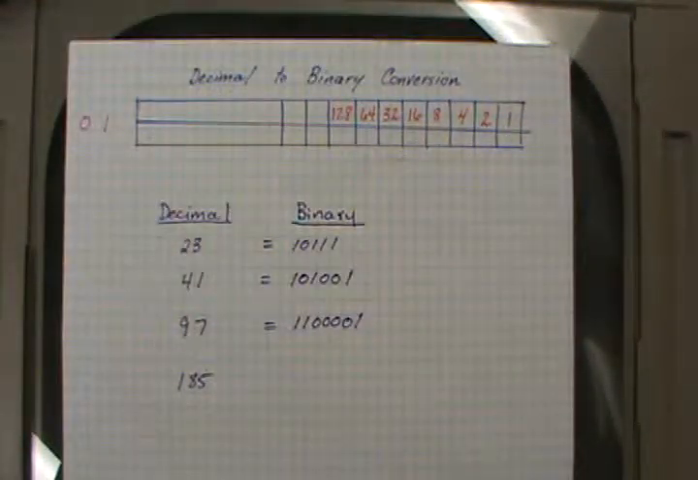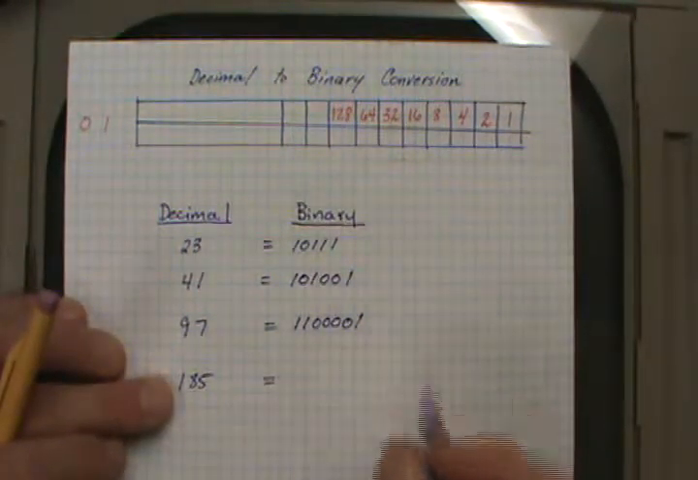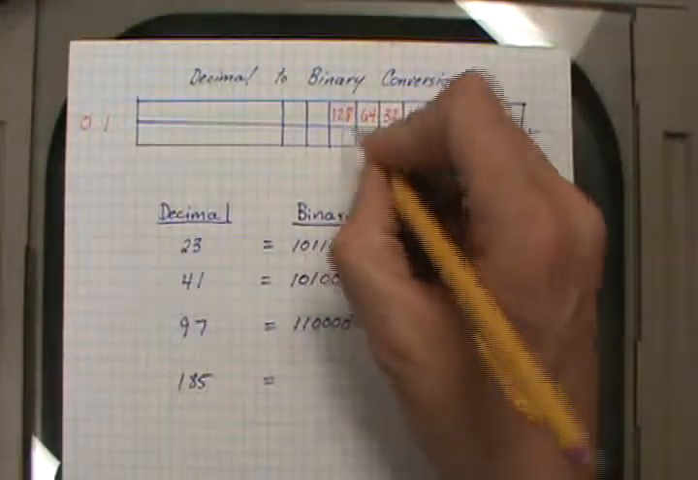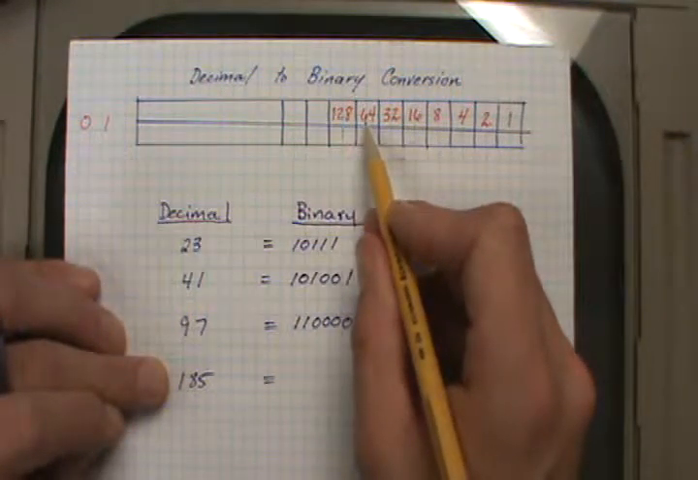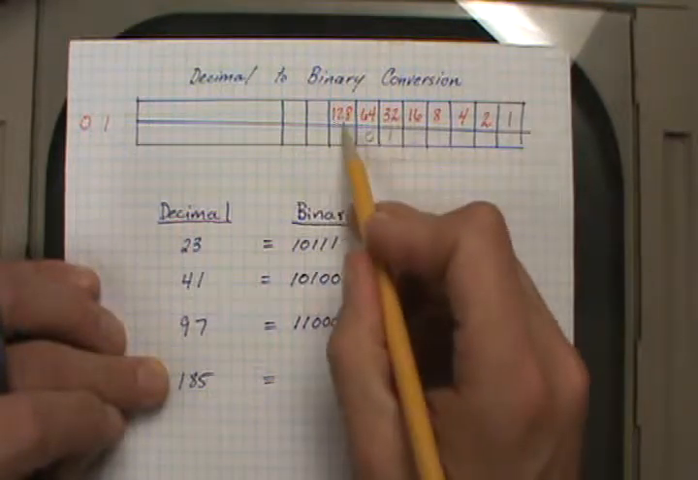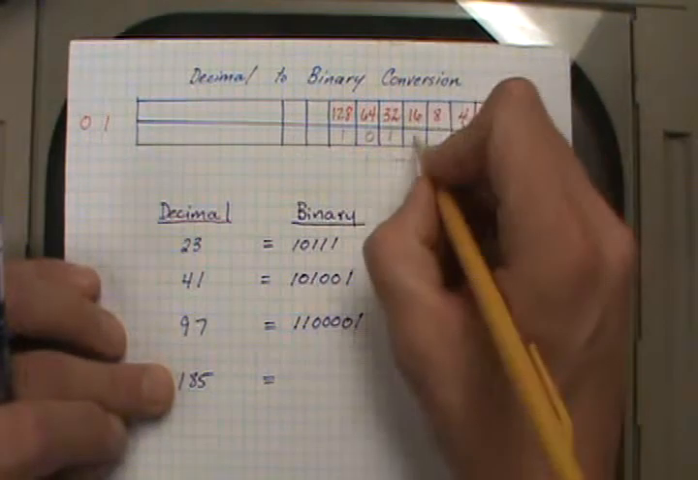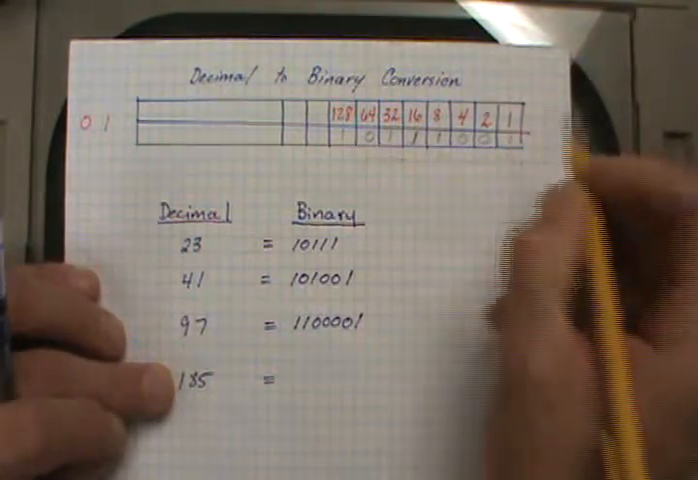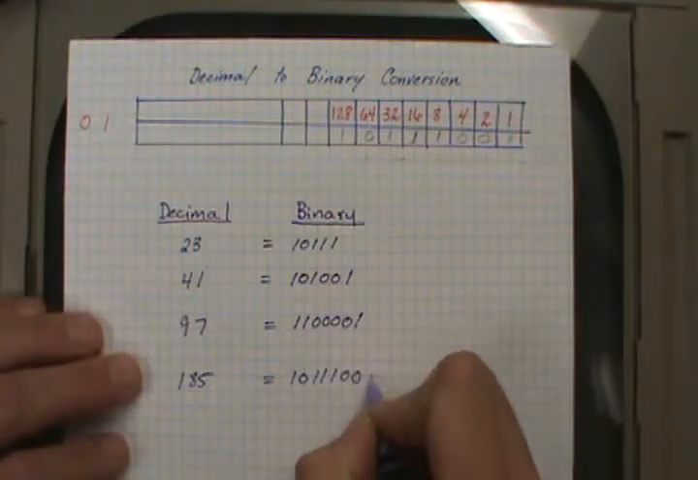Do one more quick example. We're going to do 185. This is going to be a little bit bigger. I know we could pull 128 in. We got 128 there. If we had a 64, that'd be a little bit overkill, but we could pull the 32 in. So that's 160. So we're looking for 25. Alright. So now we're looking for 9. So that should get us 1, 0, 1, 1, 1, 0, 0, 1.